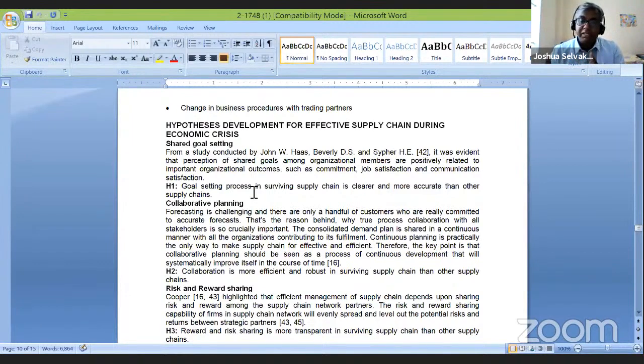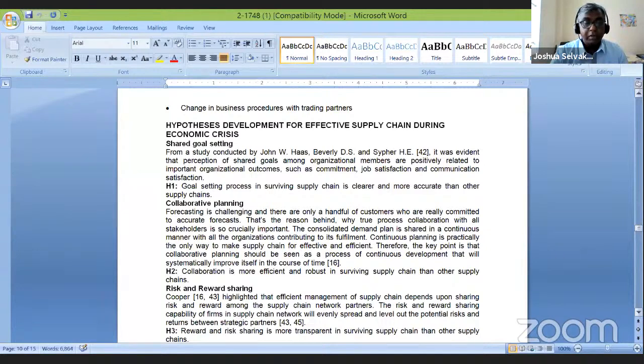There is inductive reasoning and abductive reasoning, three types of reasoning that you use to build your theory. And in this paper, I have used deductive reasoning to arrive at these hypotheses. Then, collaboration is more efficient and robust in surviving supply chains than other supply chains. So these are some of the hypotheses I have come up with. There are about 11 hypotheses or so.